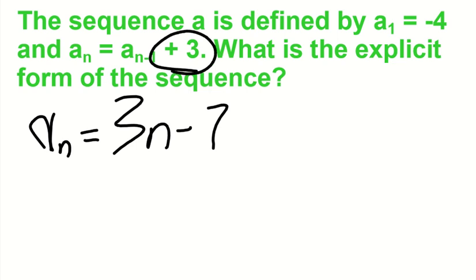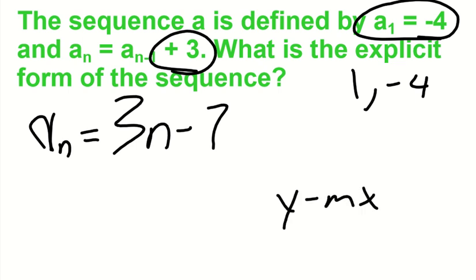One, whatever's being added or subtracted, that's your slope. So we got plus 3, so our slope is 3. Then you use this as an ordered pair, where the term number is your x value, and the value with it is the y value, and you're going to find the y-intercept. So you do y minus mx, so our y value, -4 minus 3 times 1, and that equals -7.